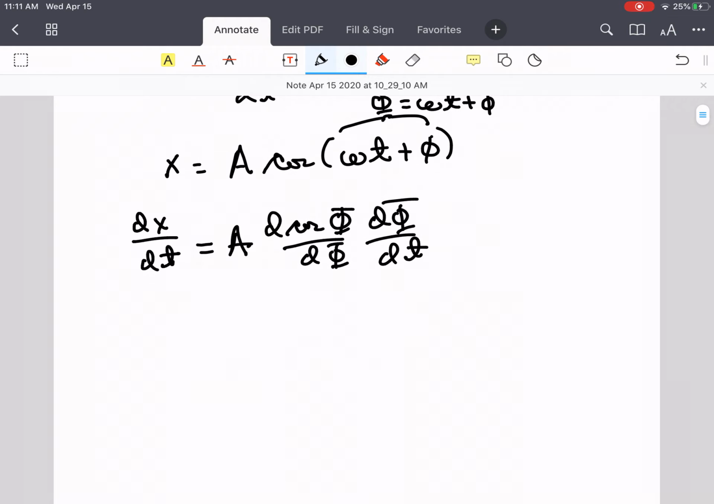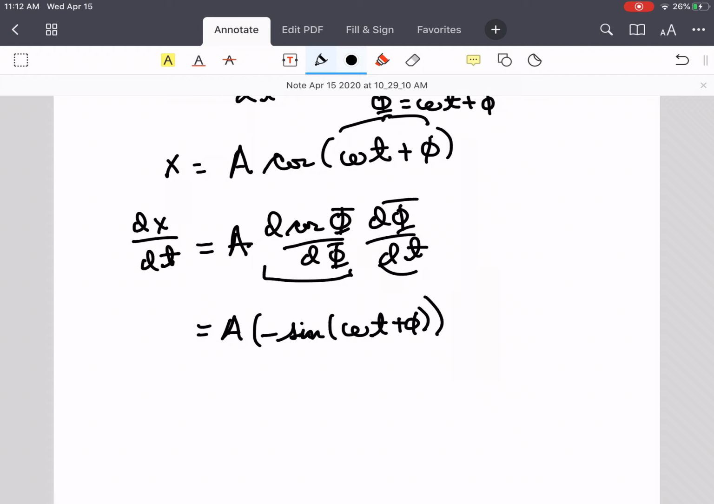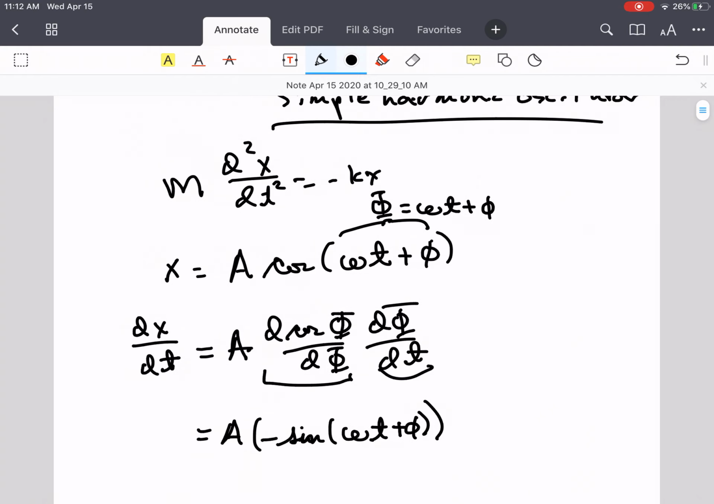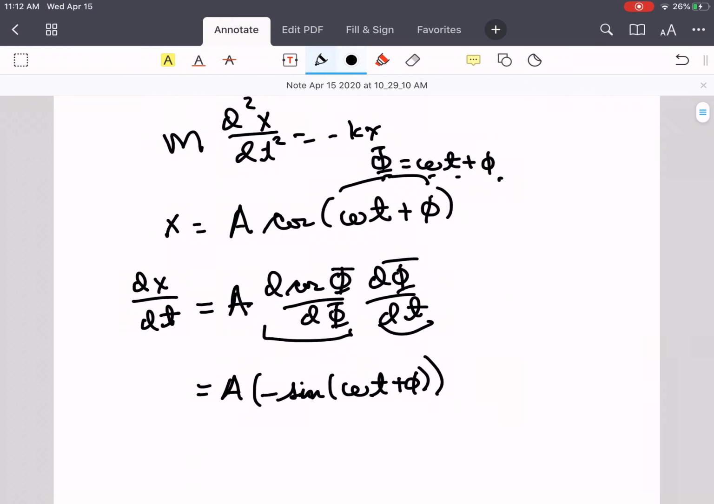All right, so we'll do this piece by piece. What's the derivative of cosine? It's negative sine. So that's a times negative sine of that phase angle, which now I'll go ahead and write out as omega t plus lowercase phi. And what's the derivative of phi with respect to t? Well, the derivative of this lowercase phi is 0, because that's a constant. The derivative of omega t is just omega.